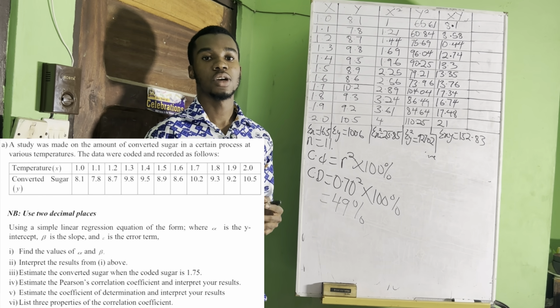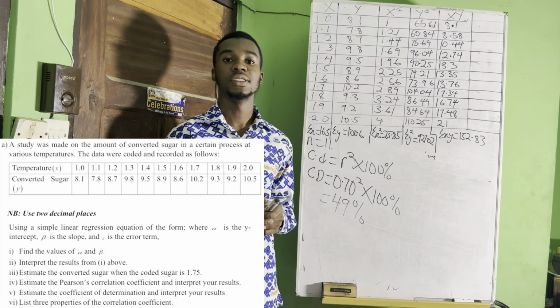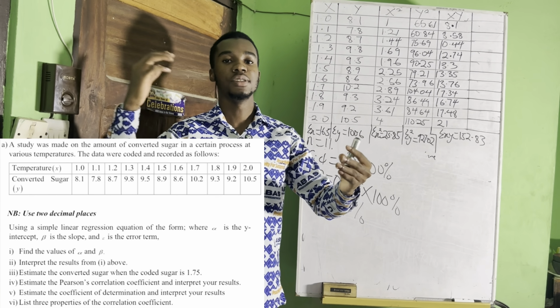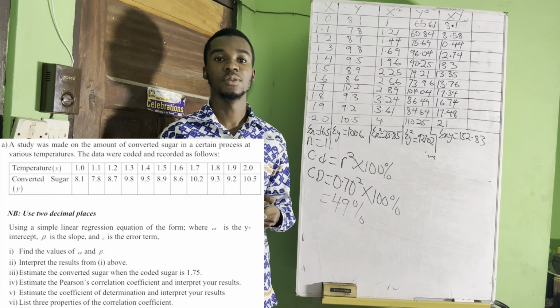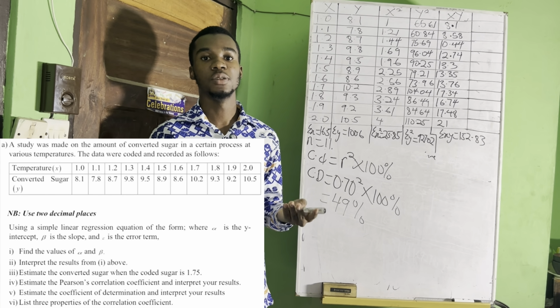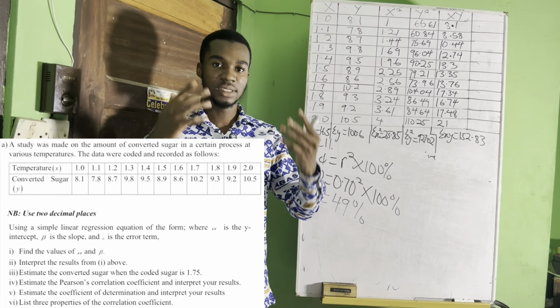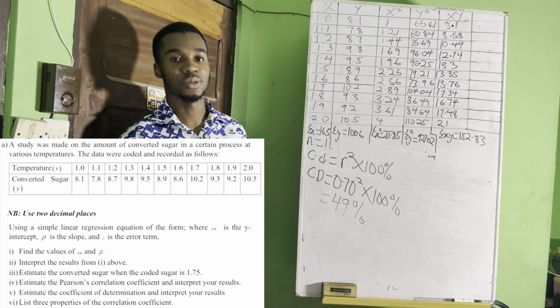So the next one you can also talk about is that if you get a positive value, it means there's a positive relationship between both of them, meaning that as x increases, y also increases. You get it? But if you get a negative value, it means there is no positive relationship between both of them. Or as x increases, then y decreases. You get it? So they are inversely related. You get it? So that's the next one you can talk about.